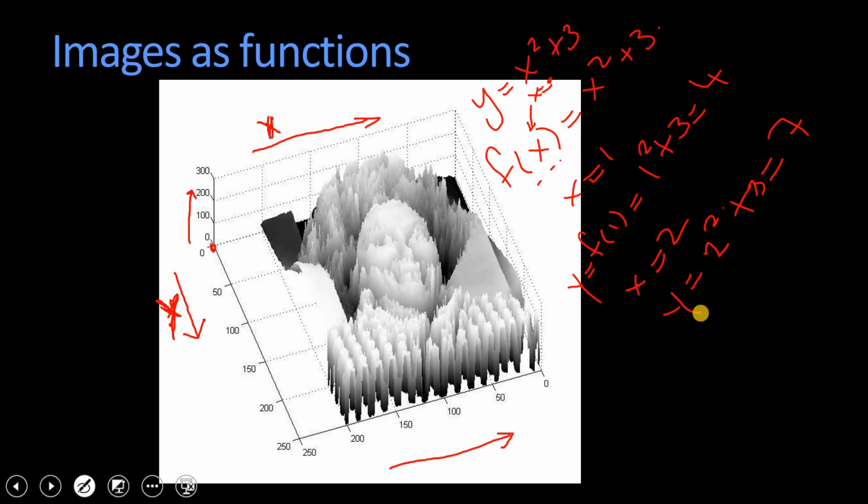So there are two things in any function: there is an input, and there is an output. We provide the x value as input, and the function will return some output value, which we can represent as y, or as f of that value. So this is in mathematics. The same thing happens over here also.